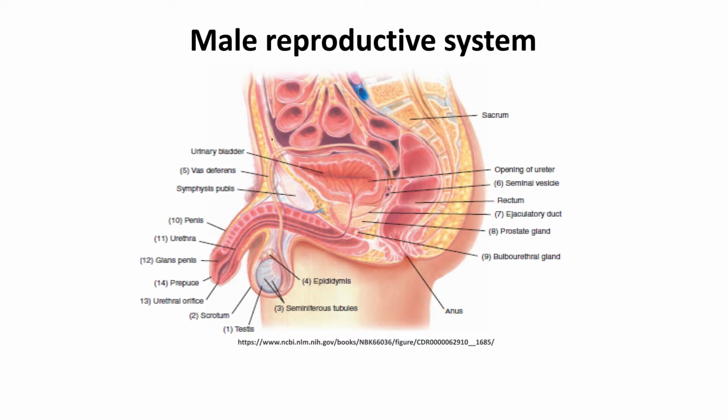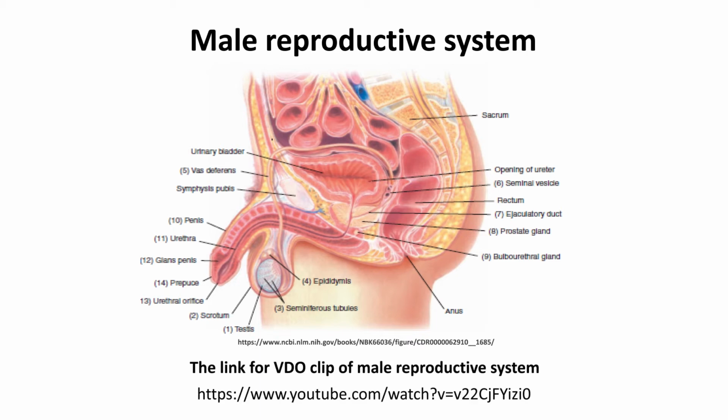In the testes, the tiny tubes named seminiferous tubules produce sperm, which is collected in the epididymis. Then the sperm will be released through the vas deferens and ejaculatory duct, finally through the urethra in the penis, the same canal as the urine. Please spend 5 minutes reviewing the video at the link given below.